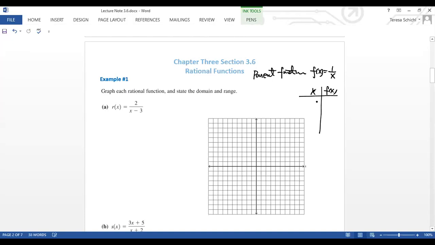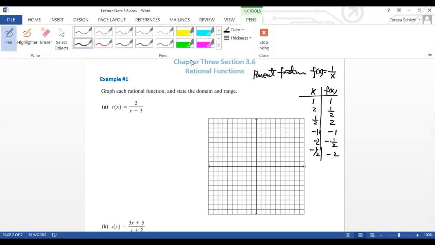Of course, x cannot be 0, because 1 over 0 is not defined. So if x is 1, we get 1. If x is 2, we get 1/2. If x is 1/2, it becomes 2, you flip. In the same way, if you use -1, you have -1, and if you have -2, you have -1/2. With -1/2, you have -2.